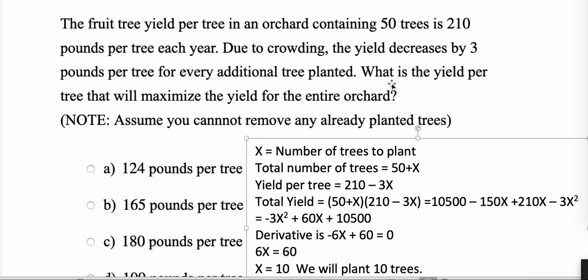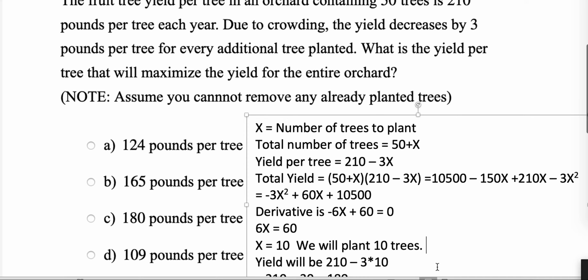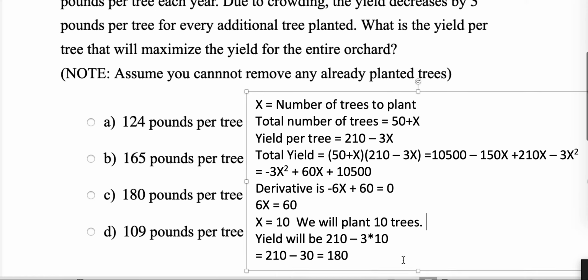What did the question ask me? It asked me, what is the yield per tree that's going to give us this maximum? Now, they could have asked us how many trees we're going to have, and that would have been 50 plus 10, so we would have answered 60 trees. Or, in this one, they ask us, what's the yield per tree? All right, our yield was 210 minus 3x. And since we got x was 10, we just plug in a 10 there and get 210 minus 3 times 10, and that is 180. So this one is going to be choice C.